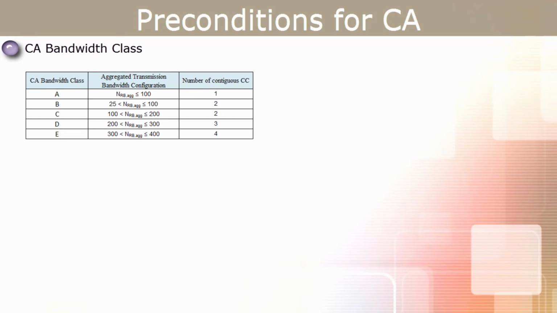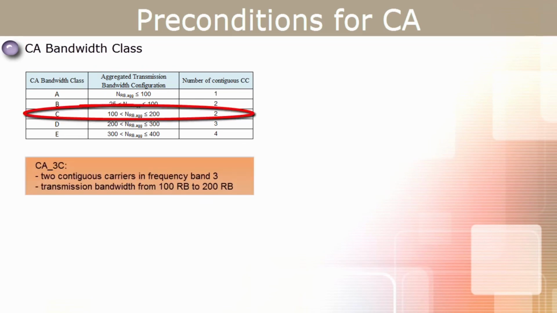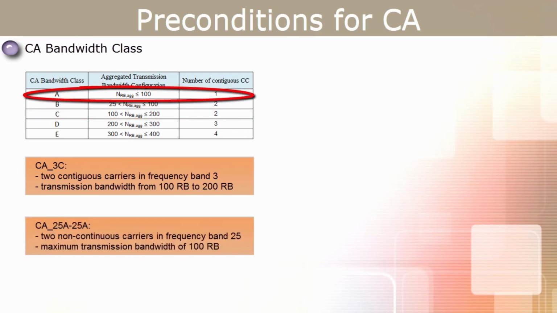Let's take some practical examples. If I say CA3C, it means this UE would be able to aggregate two contiguous carriers in frequency band 3, and it can get transmission bandwidth from 100 resource blocks to 200 resource blocks in combined manner from these two contiguous component carriers. If I say CA25A25, it means this device is able to aggregate two non-contiguous carriers in frequency band 25. Each component carrier will provide a maximum transmission bandwidth of 100 resource blocks.